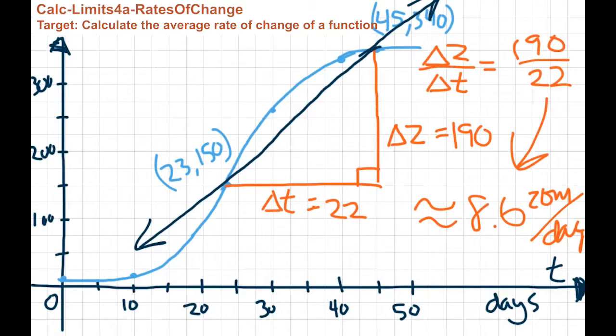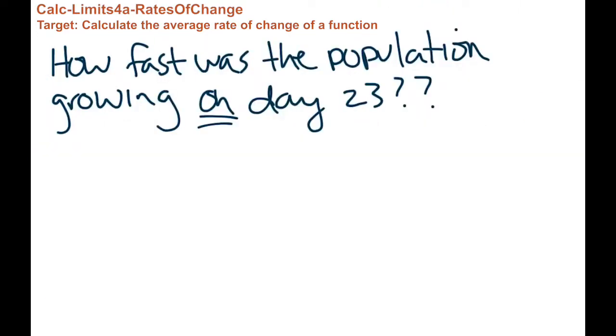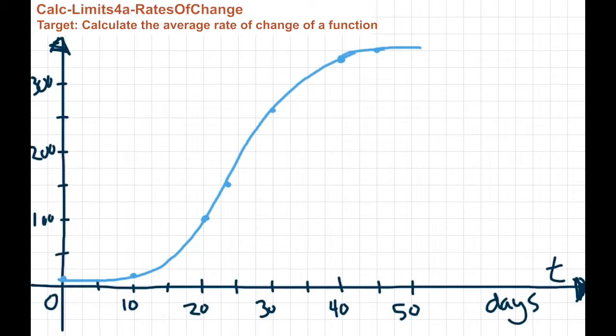Okay, that's great and all. That was Algebra 2, Pre-Calc, whatever. Now, what if I wanted to know the answer to this question? How fast was the population growing on day 23, when t equals 23? That's where our slope formula fails us, but what we could do is consider some other points. Instead of comparing day 45 and day 23, we're going to compare day 40 to day 23. Hope you can see that would better represent the rate of change on that day than the other point.